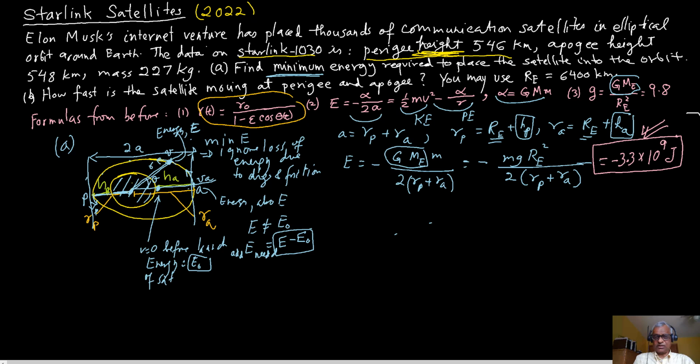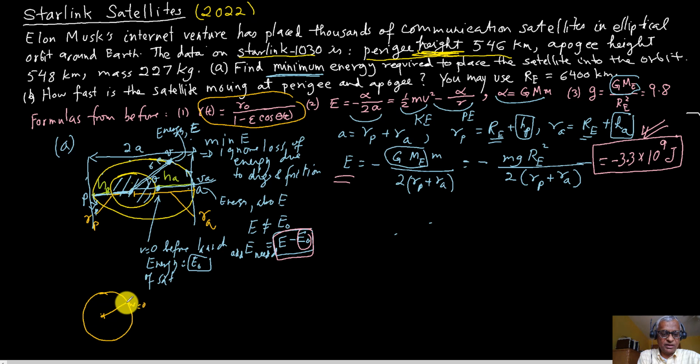Okay, so that's E, but we are really not looking for E. We're looking for E minus E0. So we need to get E0 also. So what's E0? To get E0, here's the Earth, and the satellite is sitting there at V equal to 0.